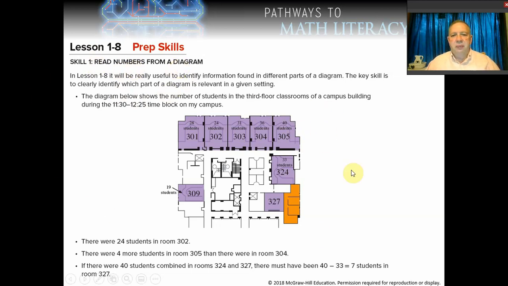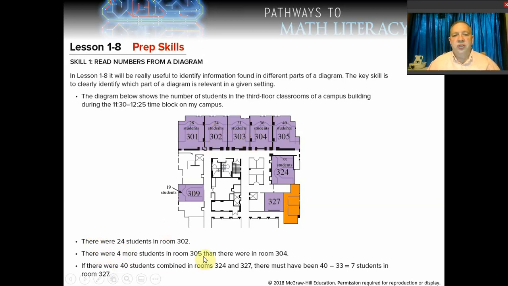This is basically a building with classrooms in it, and it gives you some other information. Here's room 301. They have 28 students in there. 302 has 24 students. Some have room numbers, and some don't give you the number of students. And then they're just asked for different relationships among these. So here, just in general, there were 24 students in room 302 that we talked about.